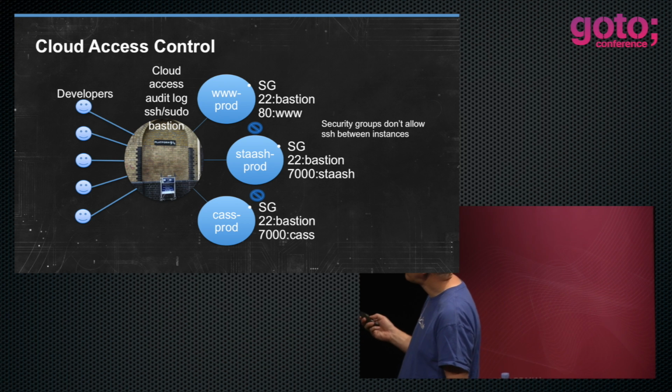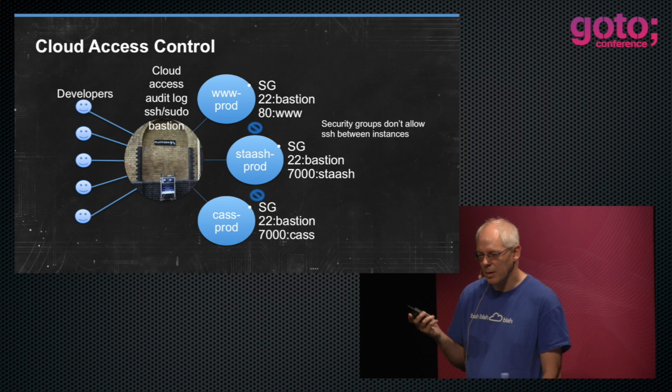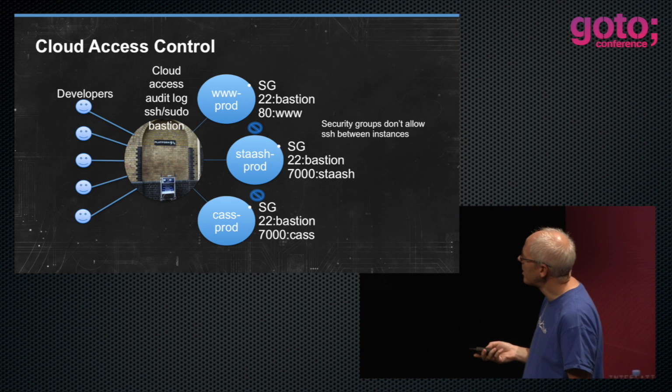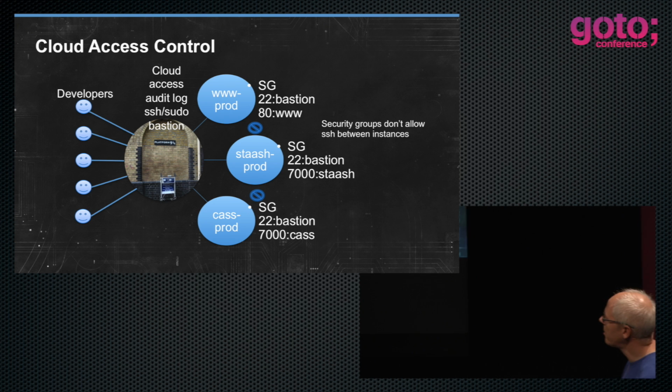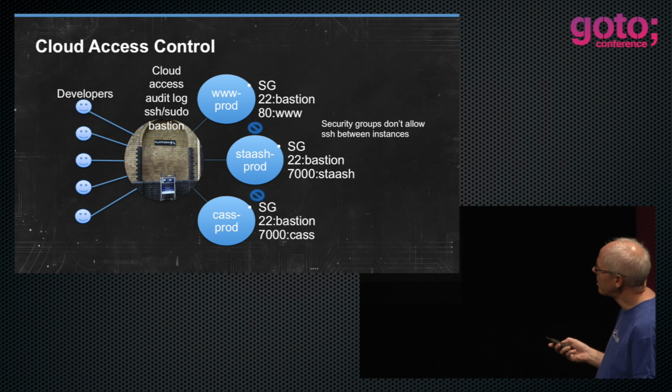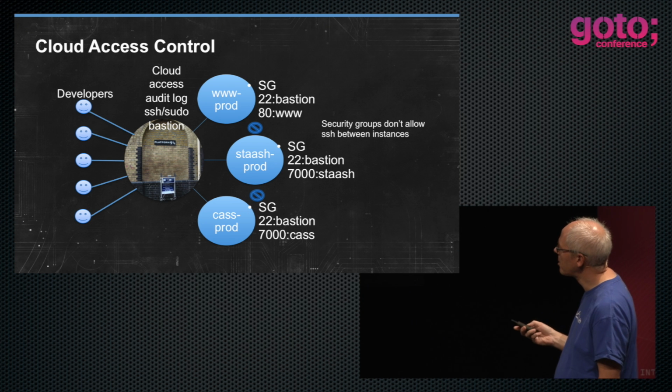So this is how you log into the system, because you've got to be able to log into machines occasionally to rummage around and see why they're not working. So here's a bunch of developers. Here's a Bastion host. So you typically want a pair of Bastion hosts.